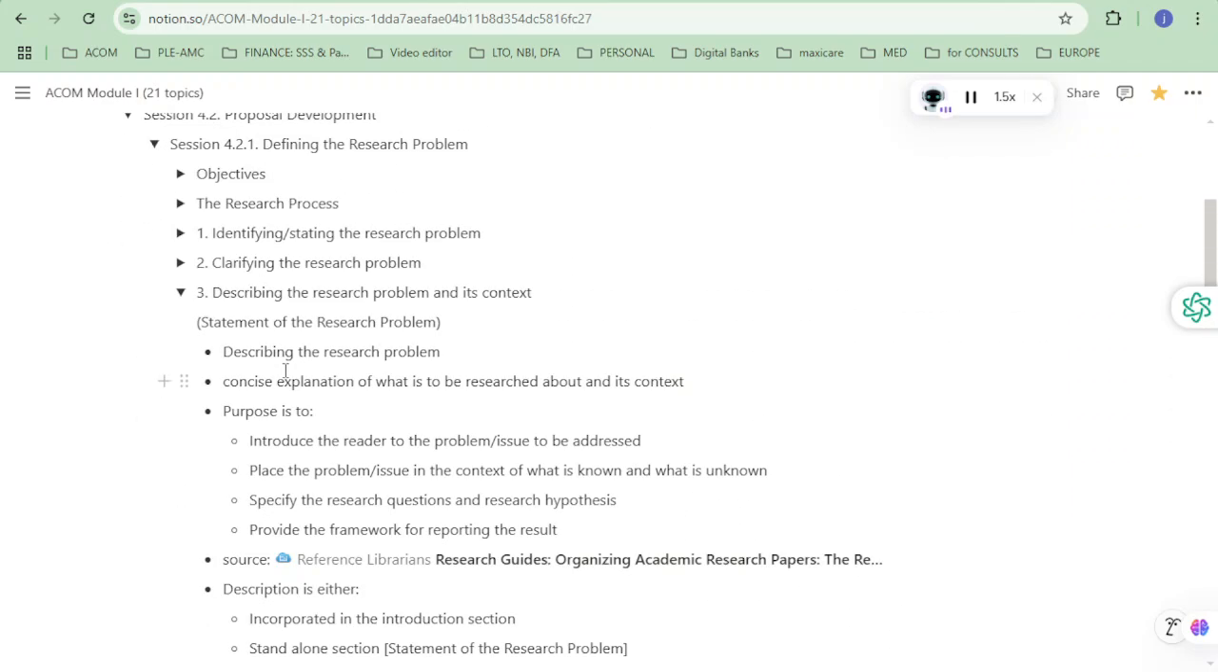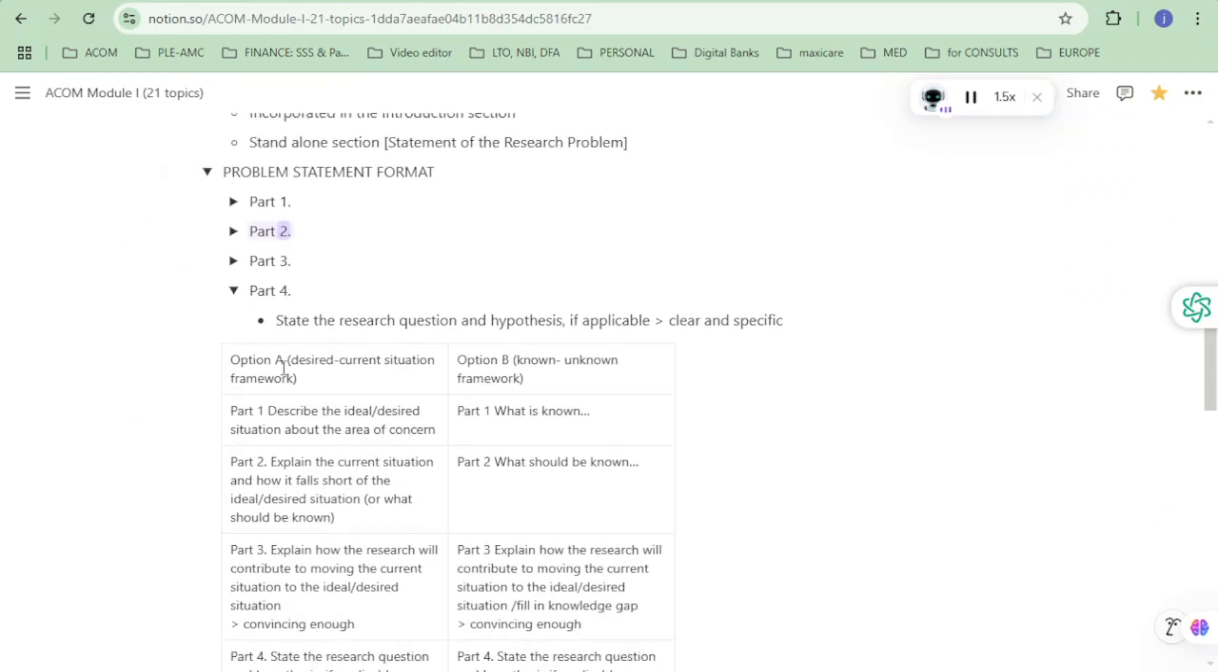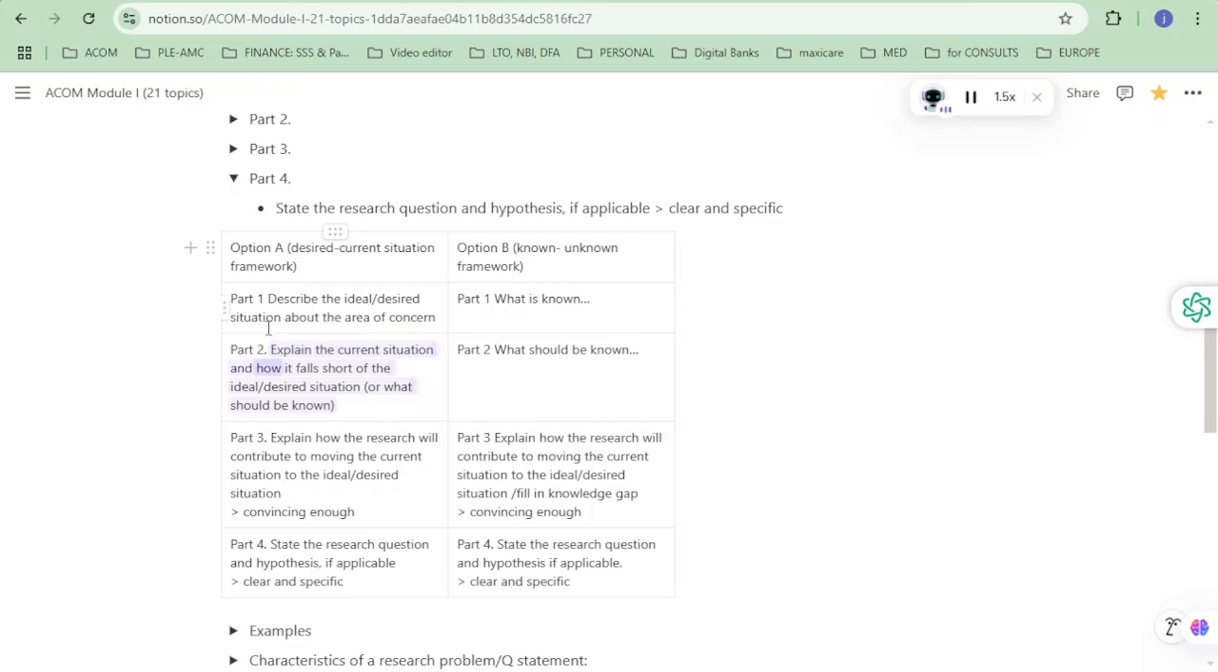Part 1. What is known. Part 2. Explain the current situation and how it falls short of the ideal/desired situation, or what should be known. Part 2. What should be known. Part 3. Explain how the research will contribute to moving the current situation to the ideal/desired situation.